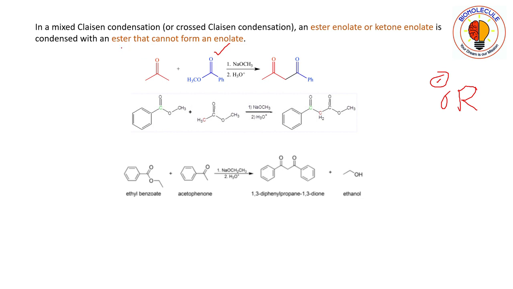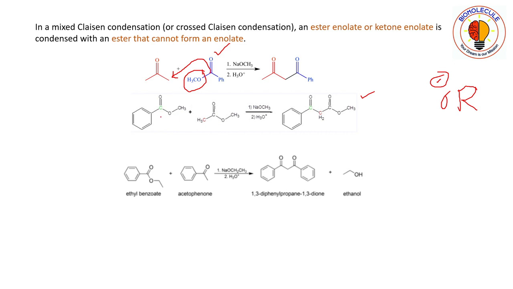So the esters which do not contain any alpha hydrogen will eliminate this alkoxy ion. You just eliminate this alkoxy ion from the esters which do not contain any alpha hydrogen, and the remaining portion you just add over the alpha carbon of the ester molecule which contains alpha hydrogen. Is that clear? So now let's look into this example.